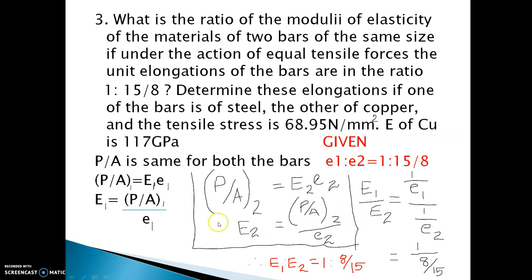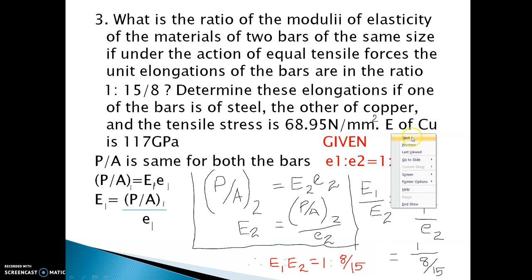Now if you want to write the ratio of these Young's moduli of elasticities, E1 by E2 is equal to this one divided by the second portion. It is given P and A are same for both the materials. So this one and this one cancel and the ratio becomes 1 by small e1 divided by 1 by small e2. e1 is 1, so 1 by e1 is 1 itself. 1 by e2 is 8 by 15 because e2 is given as 15 by 8. So you will get the ratio of moduli of elasticity as 1:8 by 15.